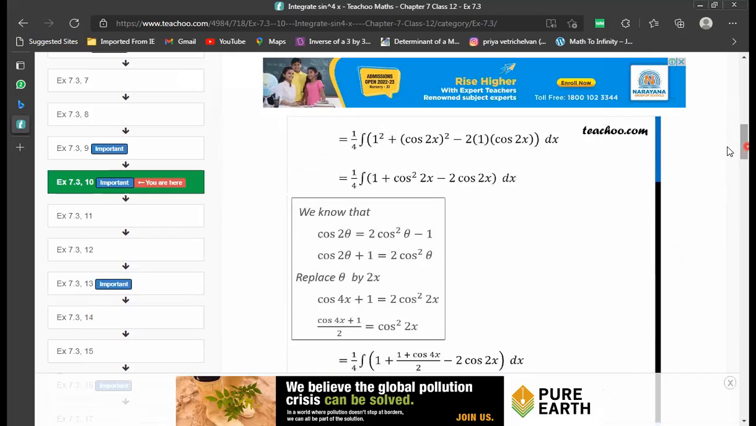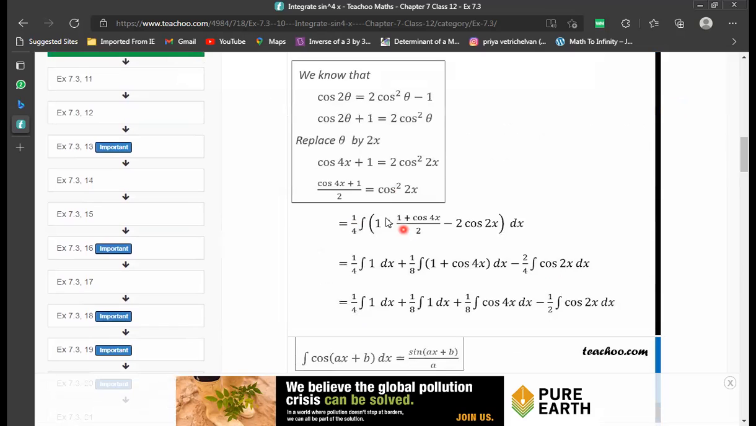Again, cos 2x the whole square can be written as cos square 2x. And what is cos square theta? Cos square theta is cos 2 theta plus 1 by 2. Just replace theta as 2x here. So it's cos 2 into 2x, which is cos 4x plus 1 upon 2.